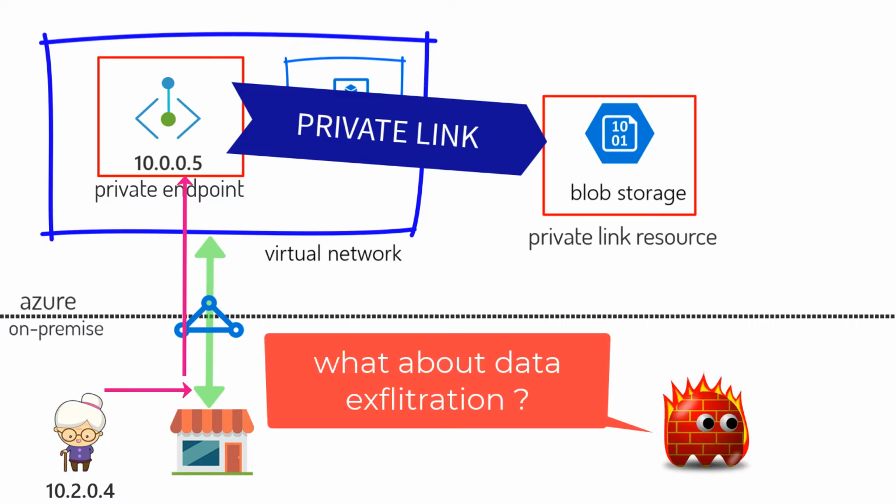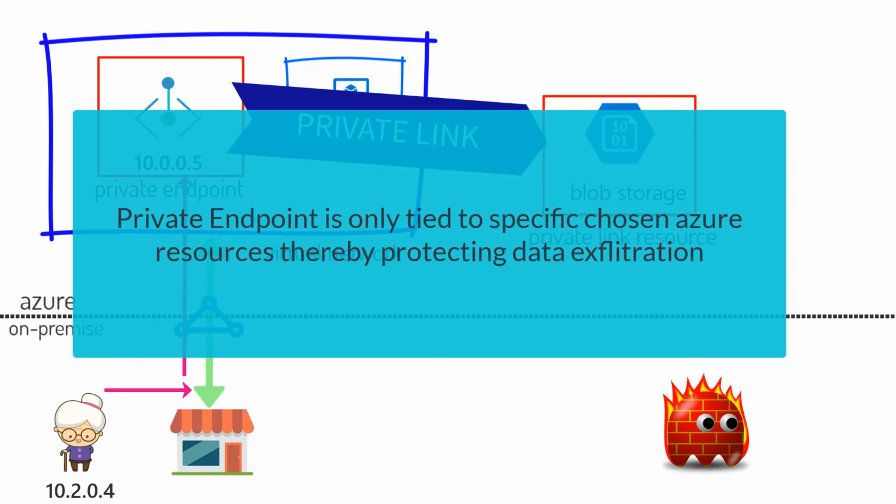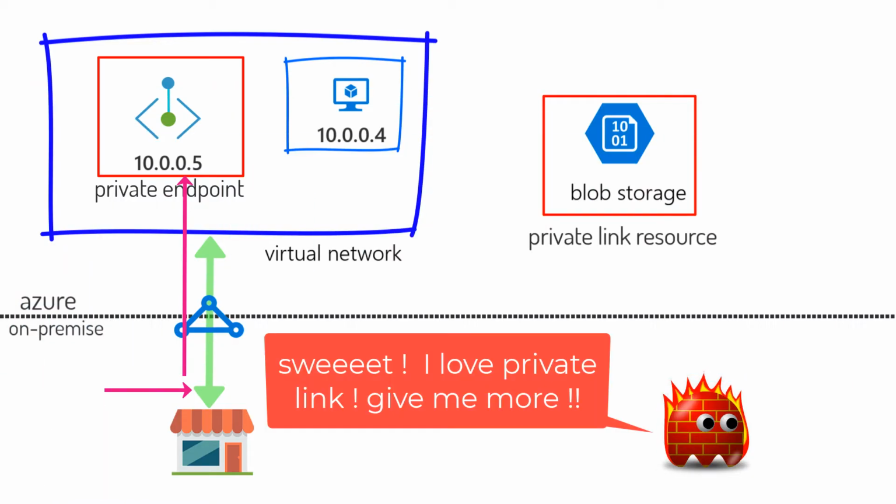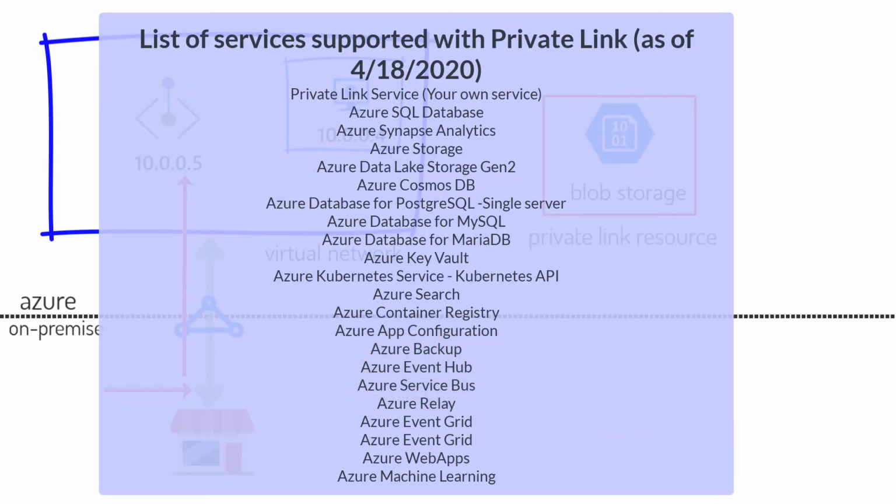Great. The next concern from the security team is data exfiltration. Or in other words, can anyone from the Secret Recipes network use this private endpoint to leak confidential data to other storage accounts? Well, the answer is no, and that's the differentiator for Azure Private Link. You would only tie specific chosen Azure resources to this private endpoint. Here is a list of resources that currently work with Private Link, and the list is constantly growing.